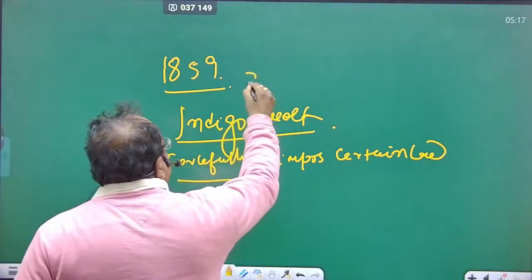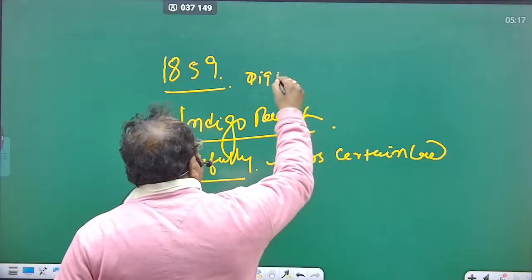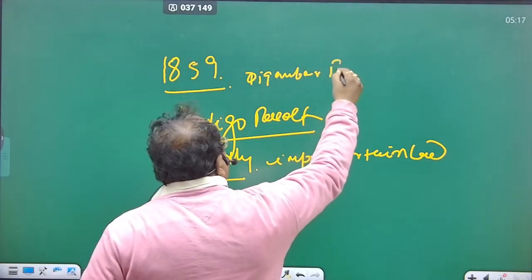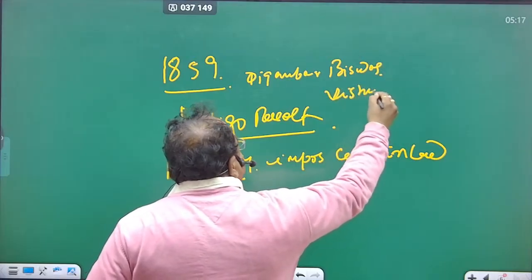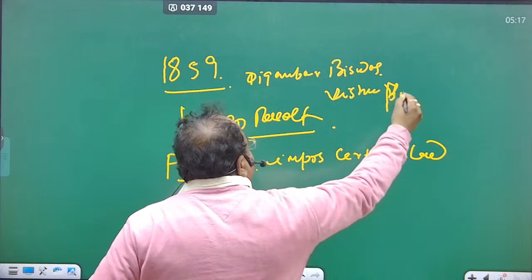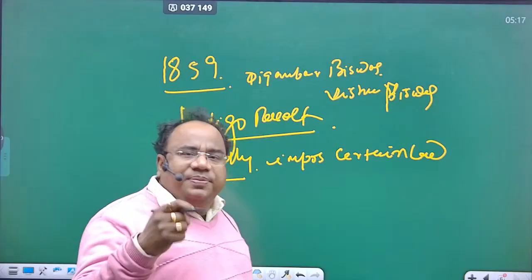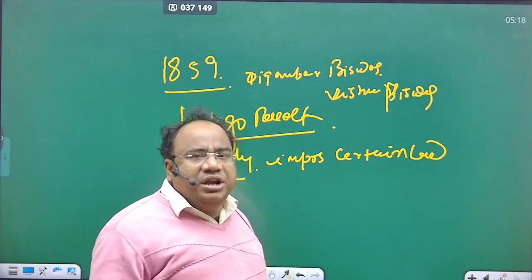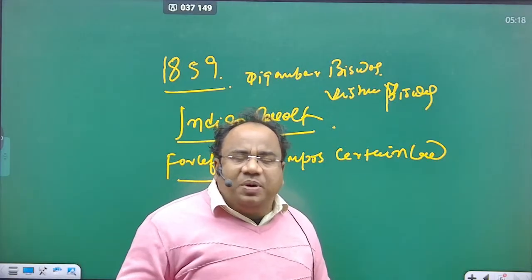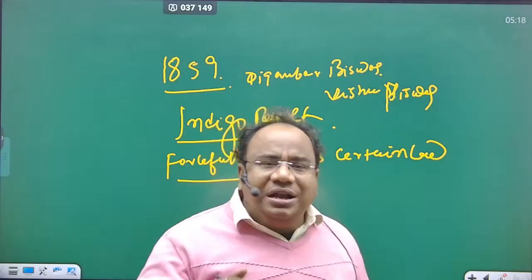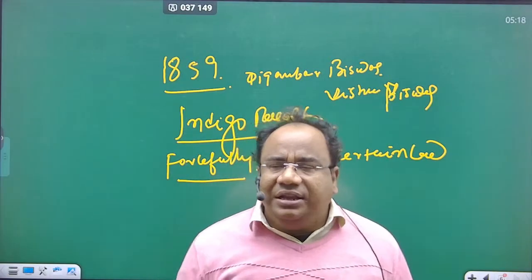Leaders, please note down: Digambar Biswas and Vishnu Biswas. Two leaders, right? Issue of taxation, issue of forceful indigo. The Britishers did brutality to these farmers. It has also created awareness among the intellectual class and civil society, right?